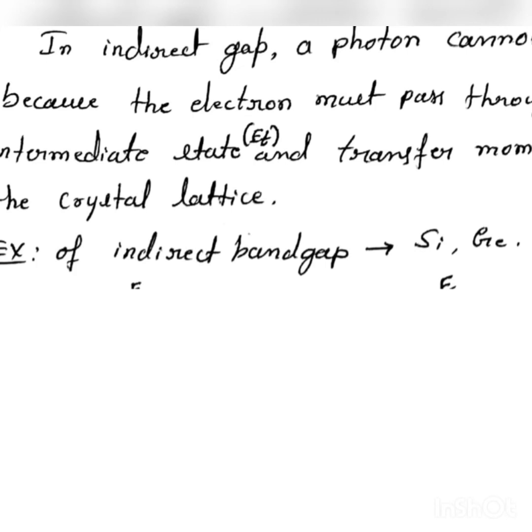So when an electron in the conduction band has to recombine with the empty state in the valence band, what has to be done? There should be a change in momentum, because both the states are at different momentum, right?